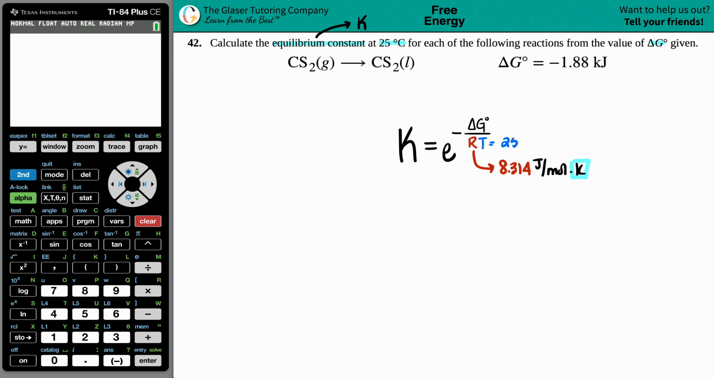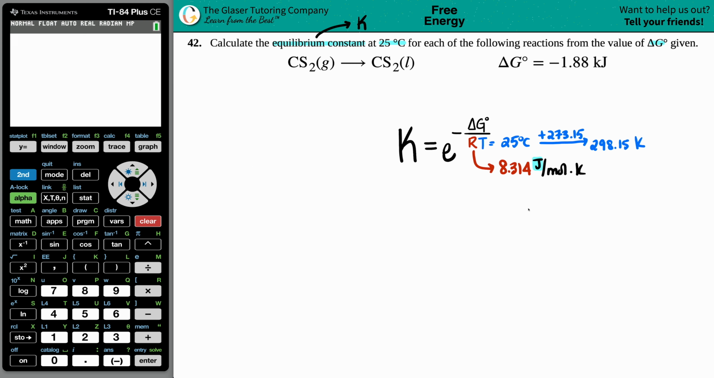I could take my 25 degrees Celsius and just quickly convert it into Kelvin, right? We just add 273. More specifically, it's 273.15, just to get a little bit more specific answer. So we'll get 298.15. That's room temp.